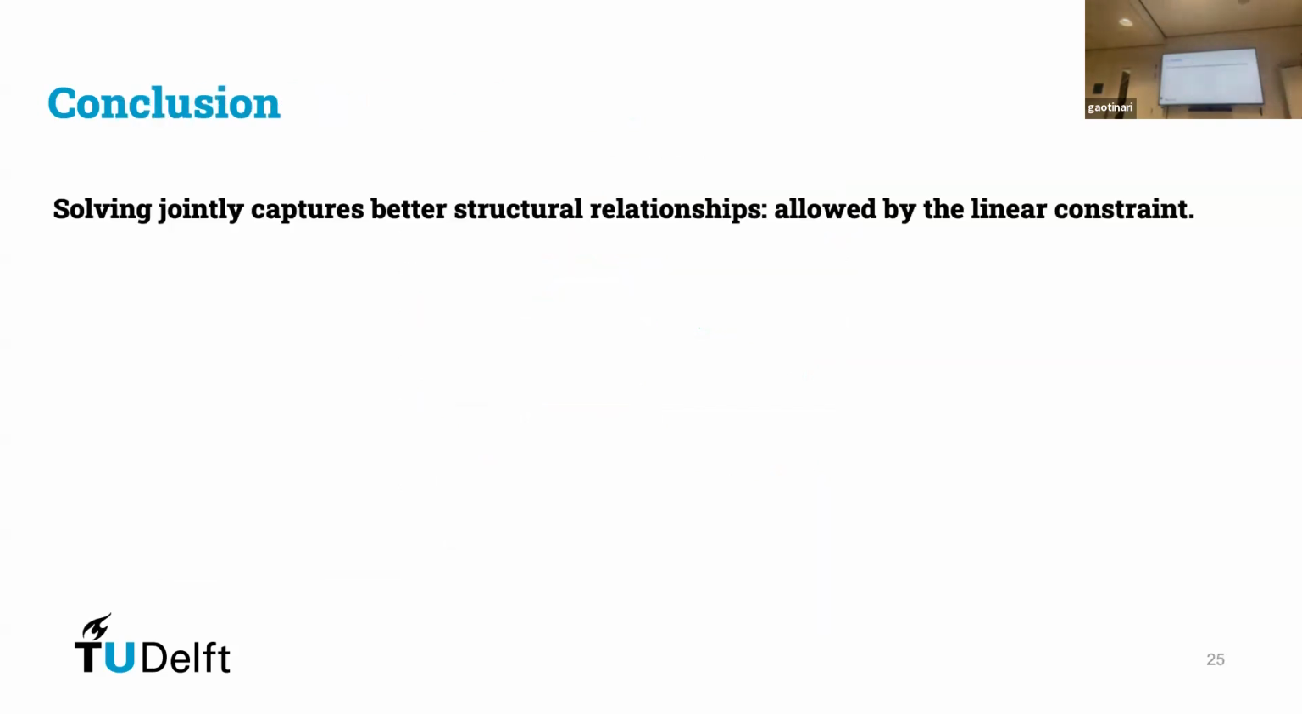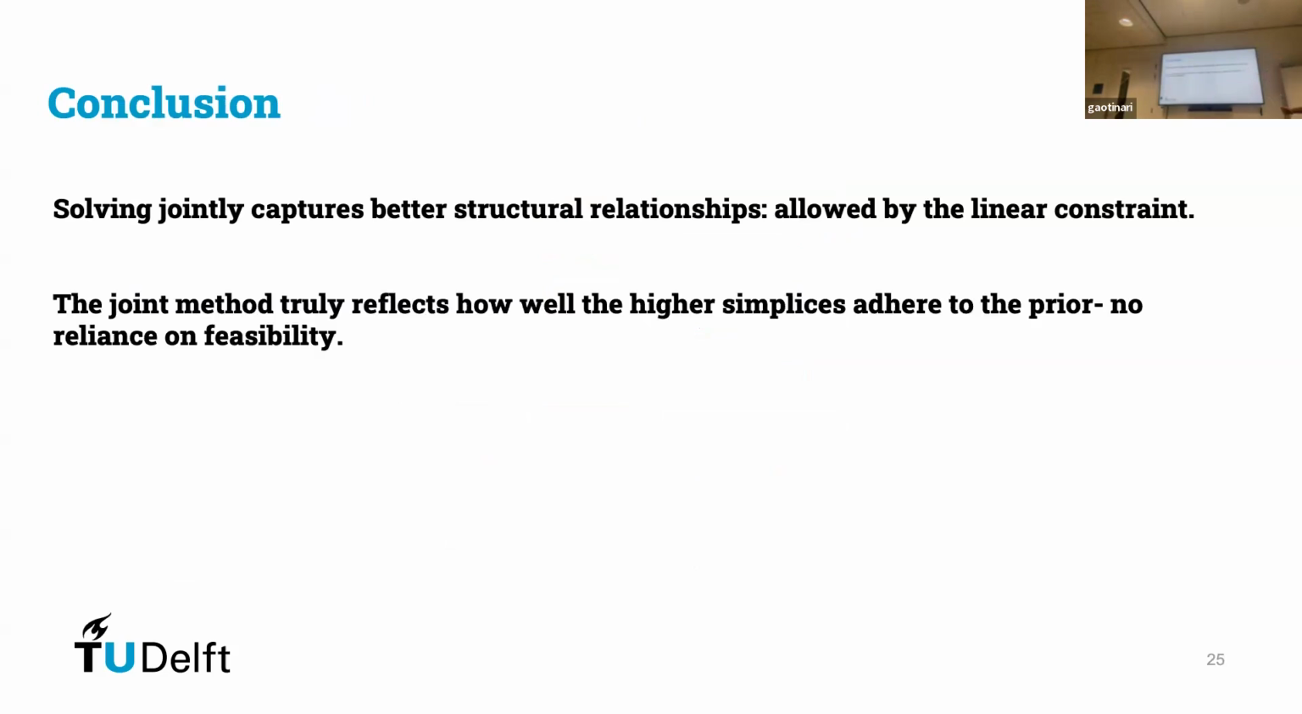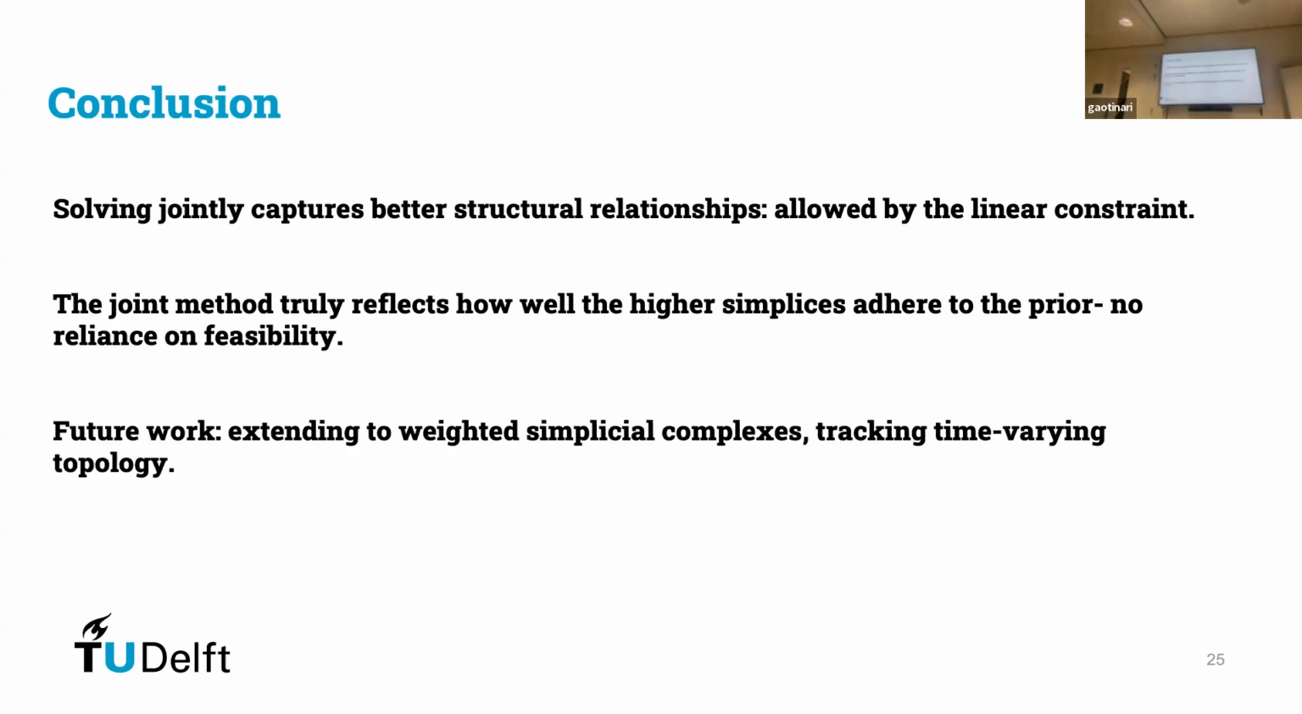To conclude, we designed a linear inclusion constraint, which is the crux of the work. It now allows you to solve jointly for edges and triangles all at the same time without always looking backwards. The joint method truly reflects whether the data follows the prior or not, because we saw horrible results when the prior was violated, whereas before we never realized that. We don't really look at the smoothness, we look at feasibility instead.